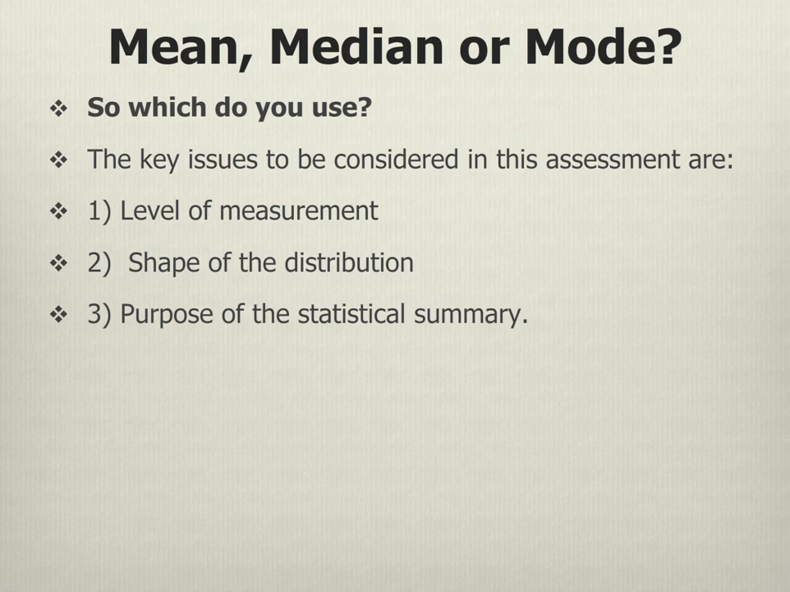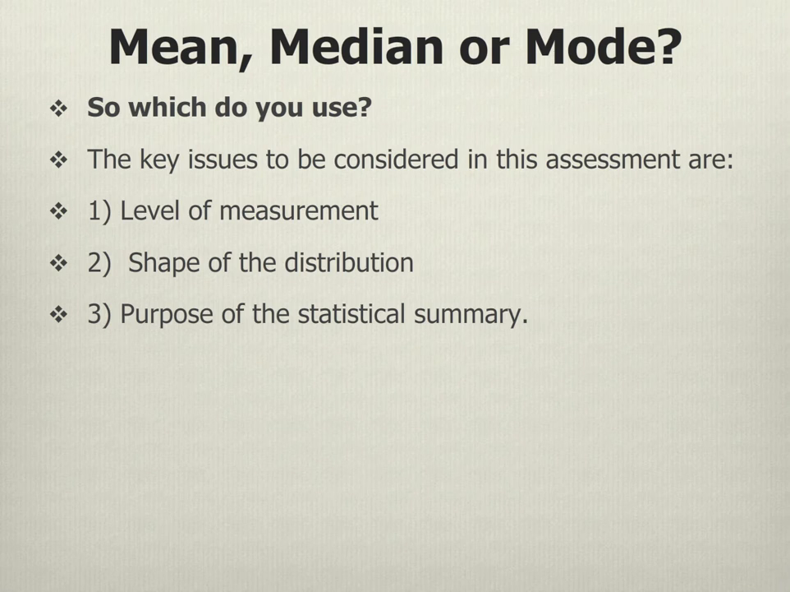So how do you know which to use, the mean, the median, or the mode? The key issue in this assessment is the level of measurement of the variables involved. If you have a nominal variable, you can only use the mode. If you have an ordinal variable, the median is probably your best choice, and if you have interval ratio level data, the mean is your best choice.